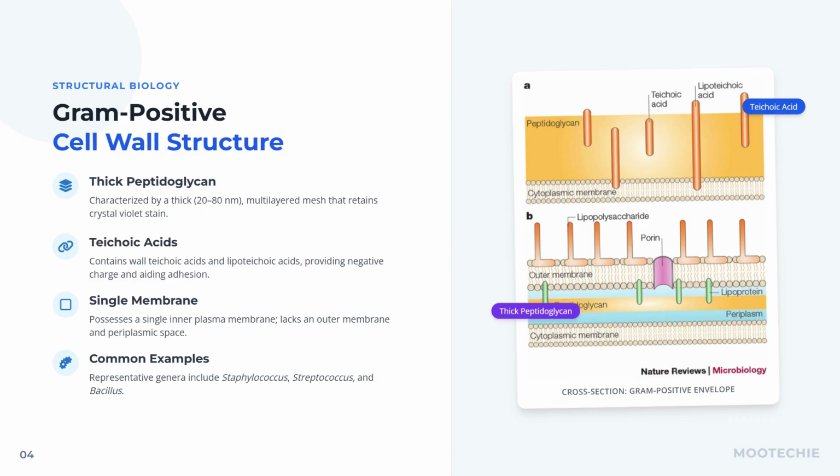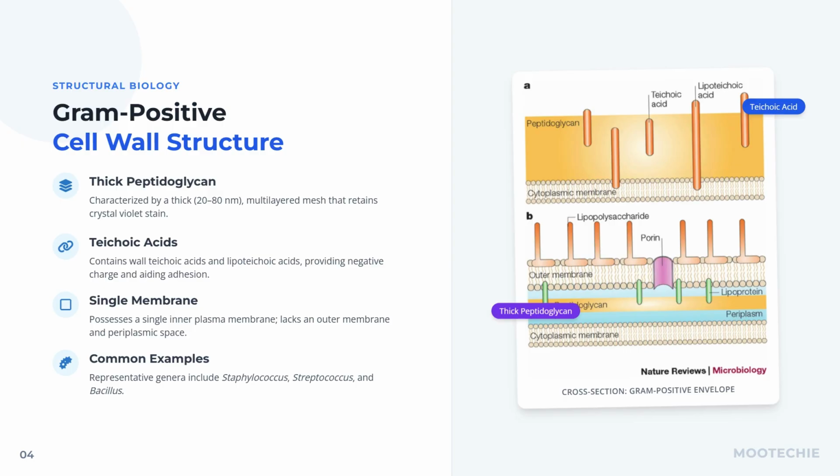Teichoic acids. Contains wall teichoic acids and lipoteichoic acids, providing negative charge and aiding adhesion. These acids stud the peptidoglycan layer. Their negative charge helps with ion movement and allows the bacteria to stick to surfaces, which is often the first step in causing an infection.